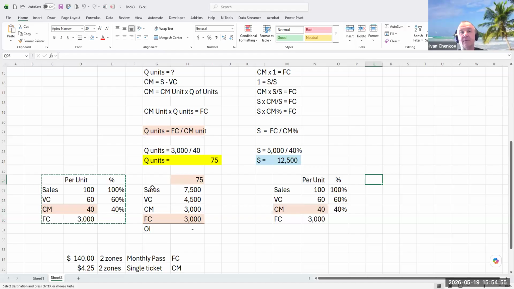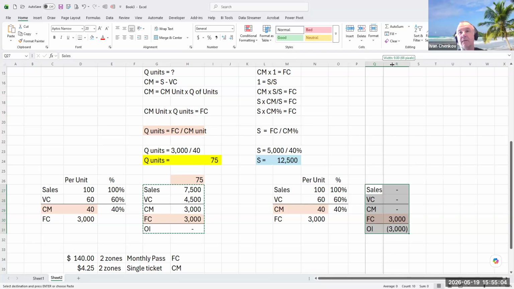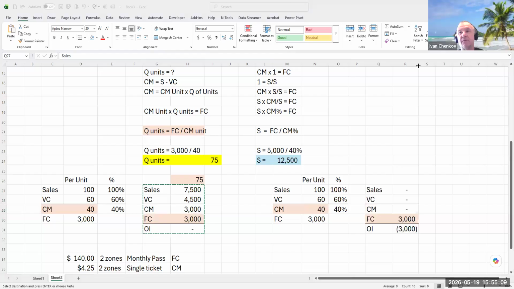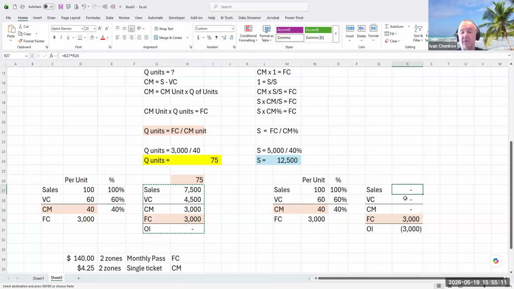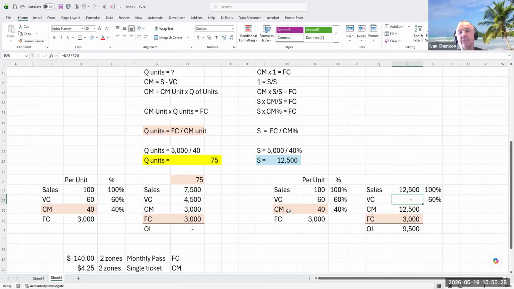So my sales, in this case, and operating income, I'm going to copy it from here, move it right here. So the formula says my sales has to be $12,500. So if my sales are $12,500 and I know that my sales are 100%, I also know that my variable cost is 60% of the sales. So how much will be my variable cost?